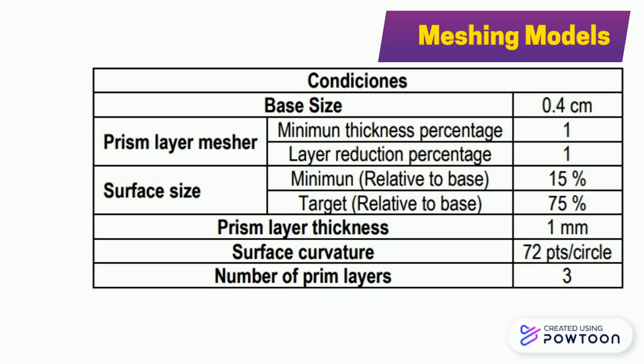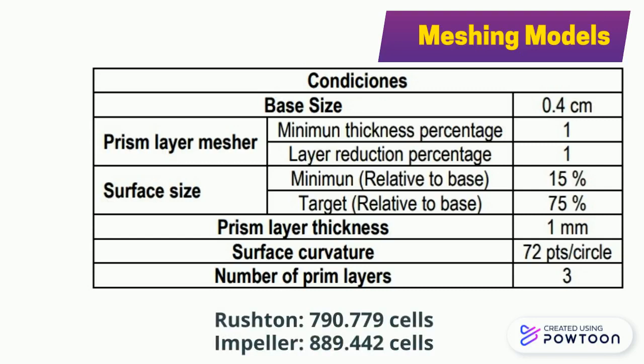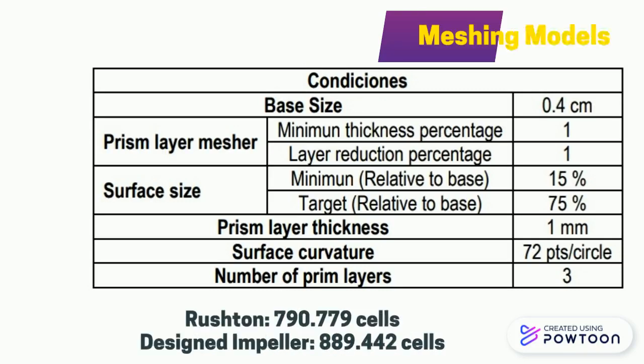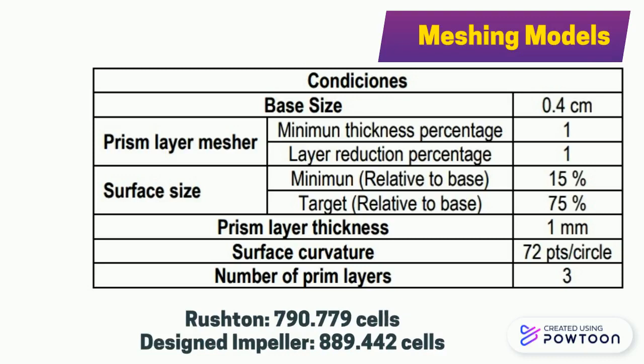Star CCM Plus. The mesh for the Rushton turbine resulted in 800,000 cells, and for the impeller resulted in 900,000 cells. However, both impellers have the same attributes.